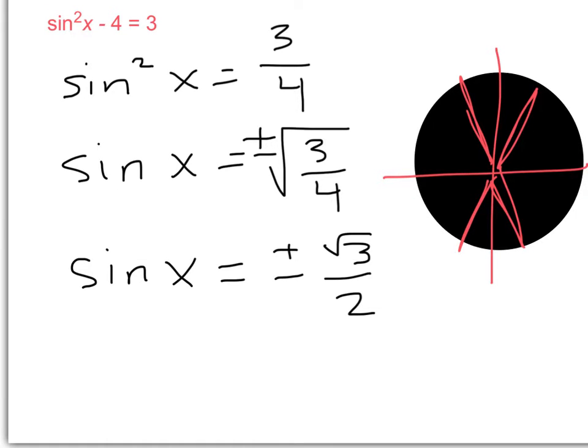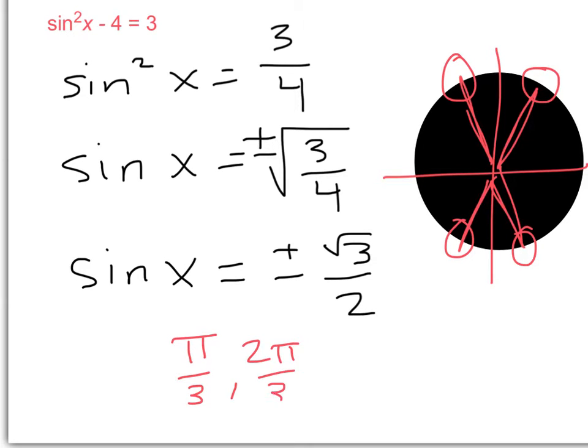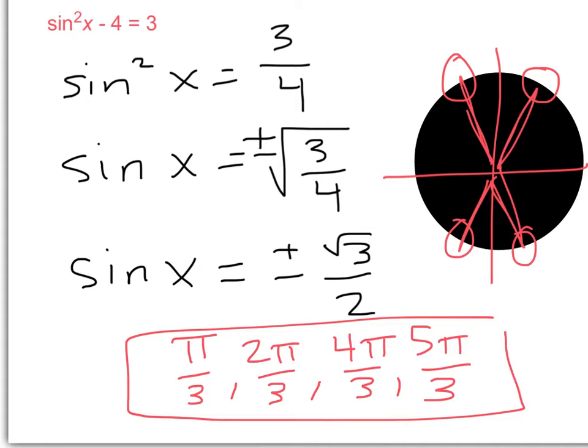But what I need to do then is write down those angle measures, and then all of our four solutions will be pi over 3, 2 pi over 3, 4 pi over 3, and 5 pi over 3. So sometimes with the squared, you get 4 solutions, or definitely more than 2.